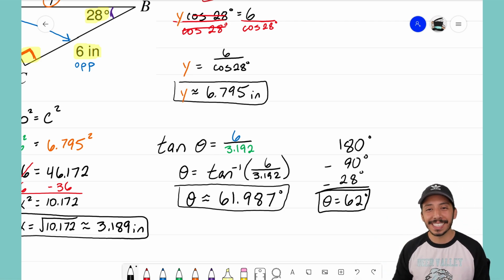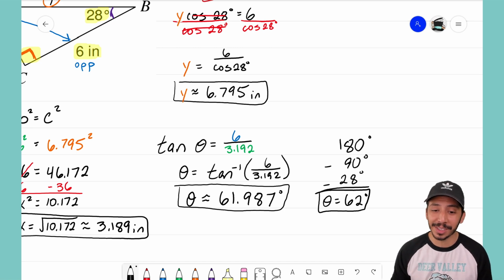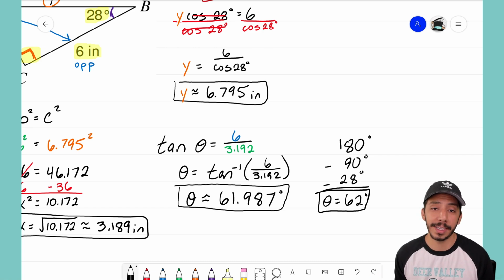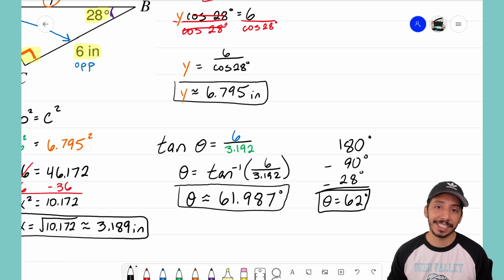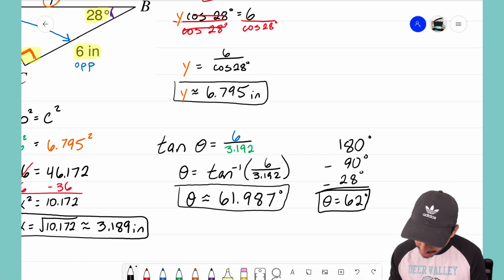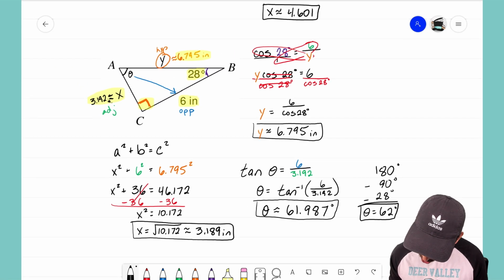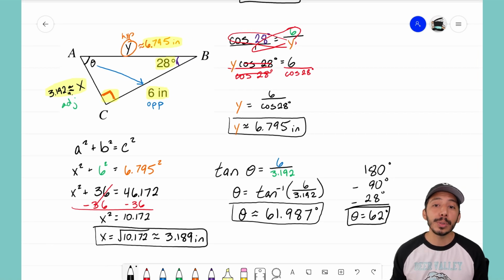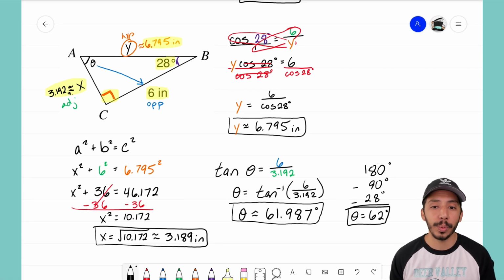Again, I would probably use this method since I already know the two angles, but I wanted to do one inverse problem with you just to show you that it can be done both ways. And this angle here does approximately equal 62 degrees. So there you have it. For our final example here, we solved the entire right triangle, and we used every single tool that we know.